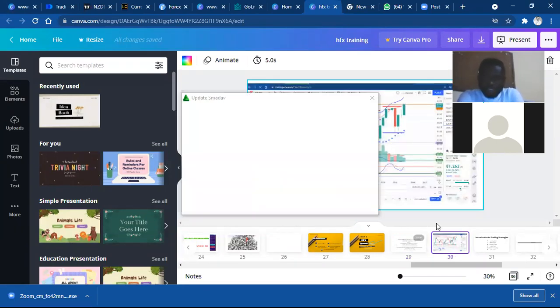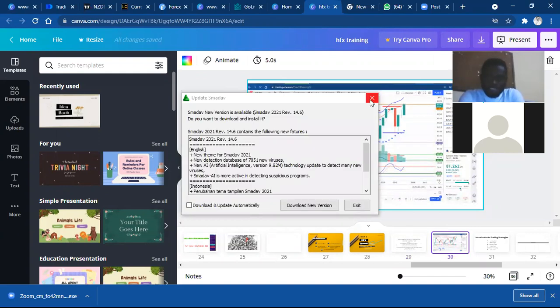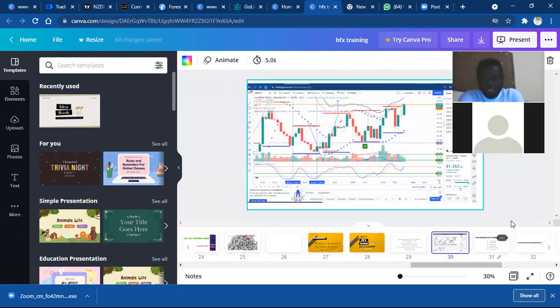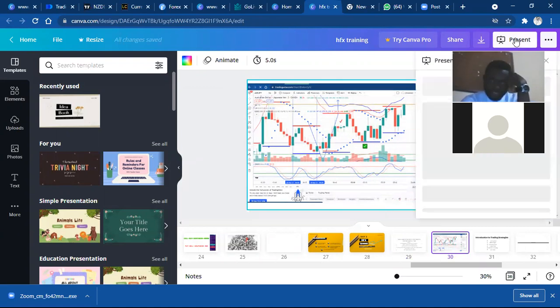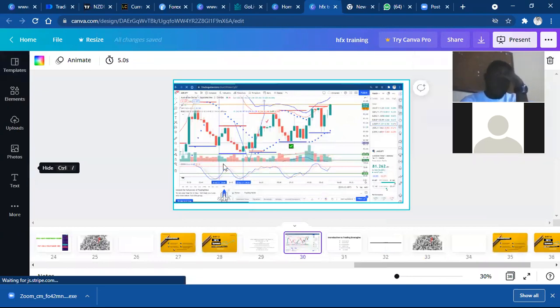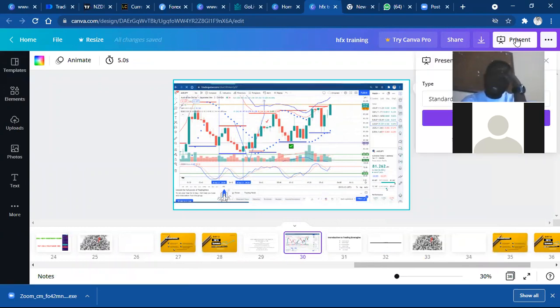So can you see my screen? Do you understand what is there? Most likely you won't understand what is there. It might look like magic, but I tell you, this is not magic. This is simple TradingView. Right, let me present it on the whole screen so that it will be bigger for you.